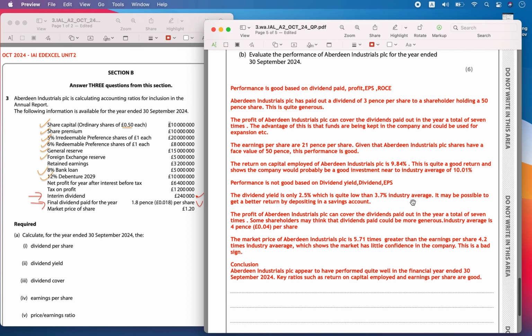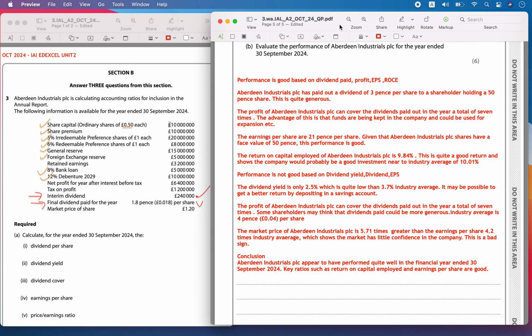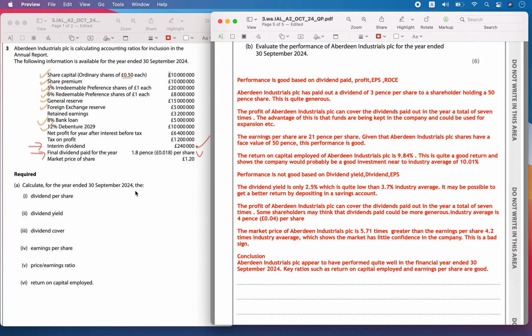Hello, today we are solving October 2024 paper, Unit 2, question number 3, Part B. Evaluate the performance of Aberdeen Industrials PLC for the year ended 30th September 2024. In the Part A question, we were asked to calculate different accounting ratios like dividend per share, dividend yield, dividend cover, earnings per share, PE ratio, and return on capital employed.